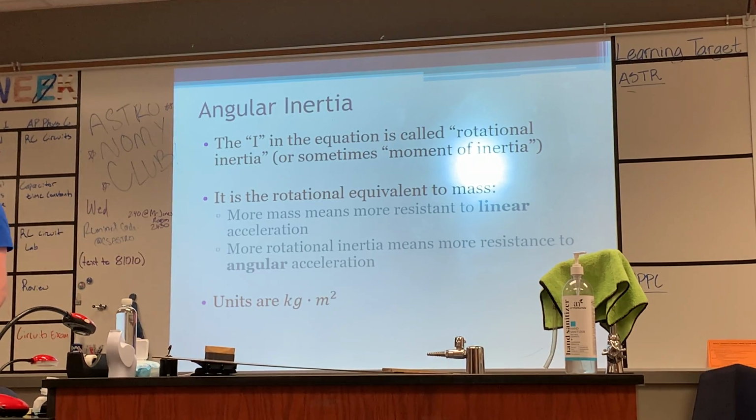So let's talk about that I in the equation. What in the world is that? So the I is called rotational inertia. You might also see it called the moment of inertia. I prefer rotational inertia, but some textbooks use moment.